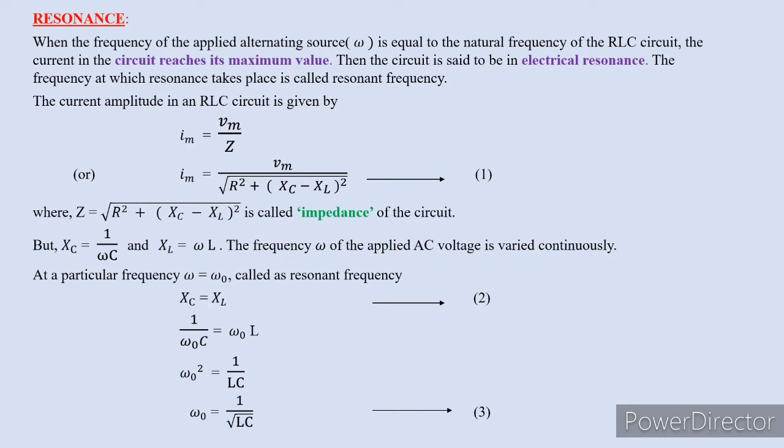The frequency omega of the applied AC voltage is varied continuously. At a particular frequency omega equal to omega naught, called the resonant frequency, Xc will be equal to XL. This is equation 2. Substituting for Xc and XL, 1 by omega naught C is equal to omega naught into L, or omega naught square is equal to 1 by LC, or omega naught is equal to 1 by square root of LC. This is equation 3.